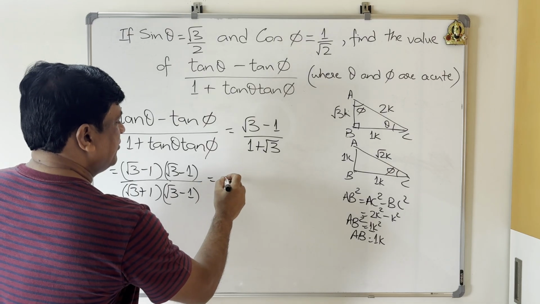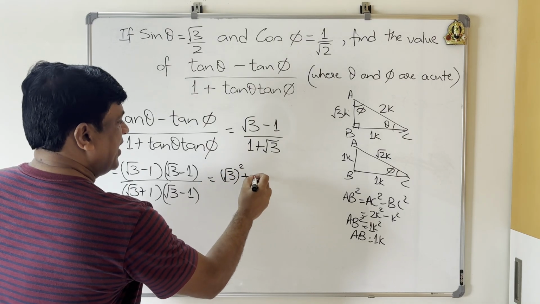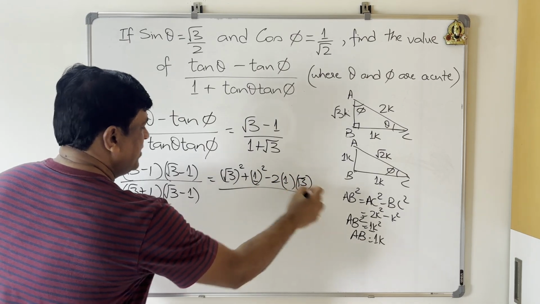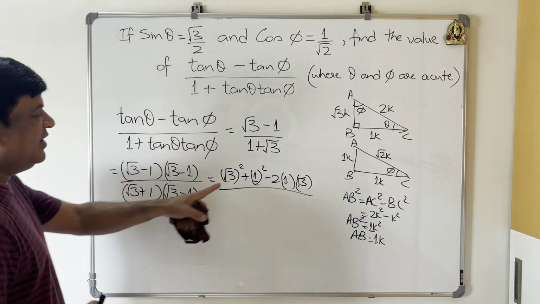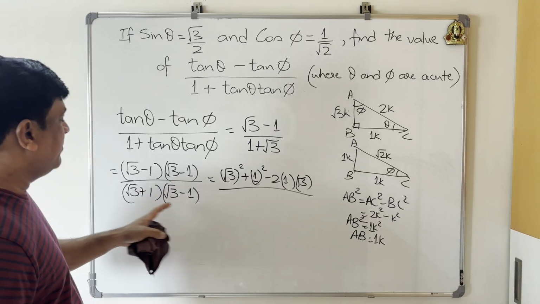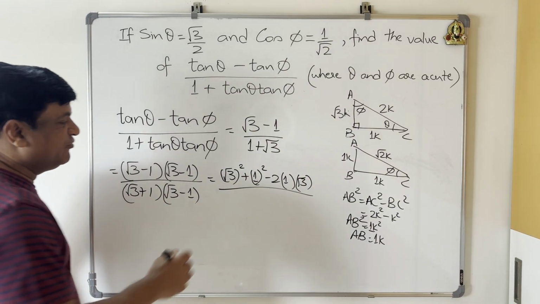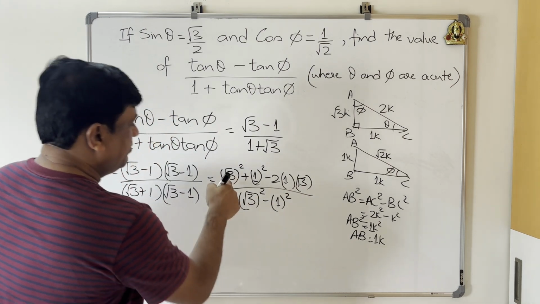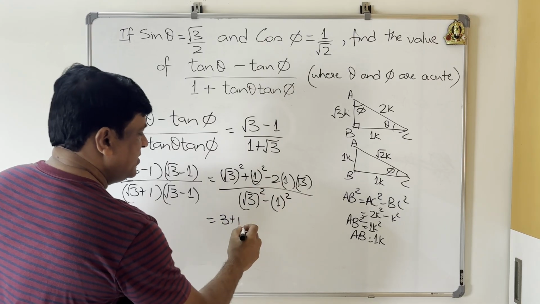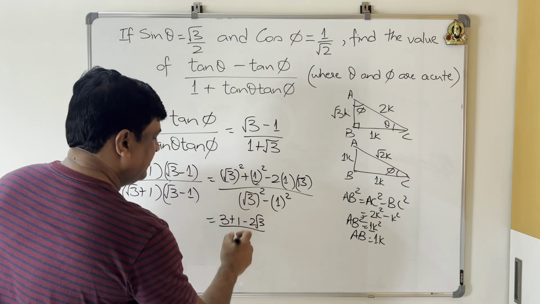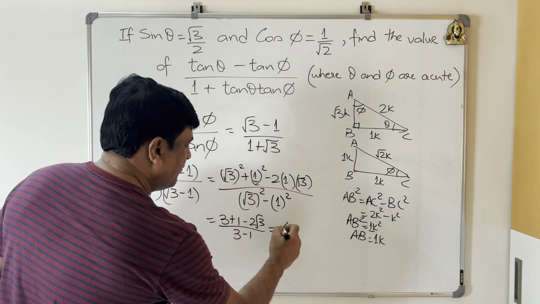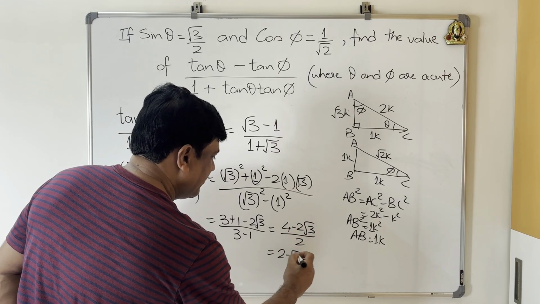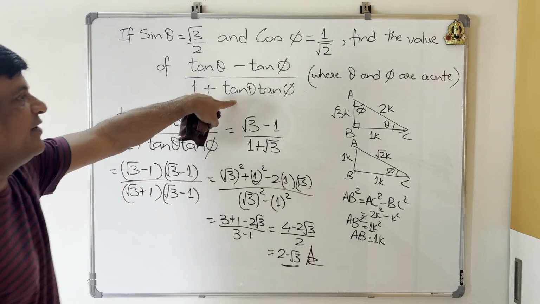So what do you get? You get root 3 whole square plus 1 square minus 2 times 1 times root 3, that is root 3 minus 1 whole square. It's a square plus b square minus 2ab. And the denominator becomes a plus b into a minus b, which is a square minus b square. So this becomes root 3 whole square minus 1 square. You open up, this becomes 3, that's 1, and that becomes 2 root 3. And the denominator becomes 3 minus 1. So you get 4 minus 2 root 3 divided by 2, which is nothing but 2 minus root 3. That's your answer for this particular expression. Make sense?